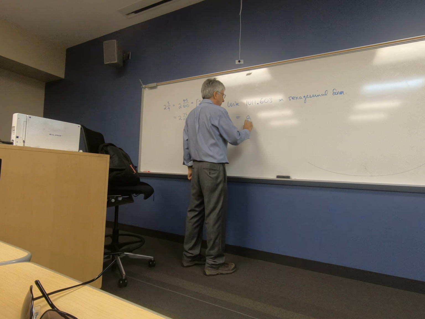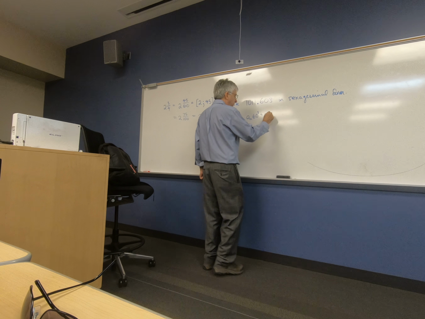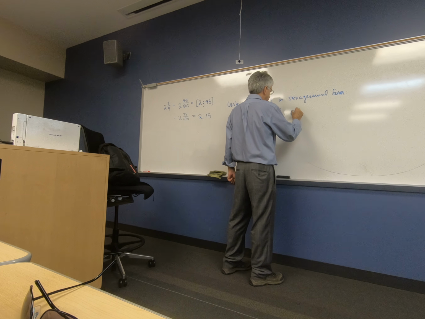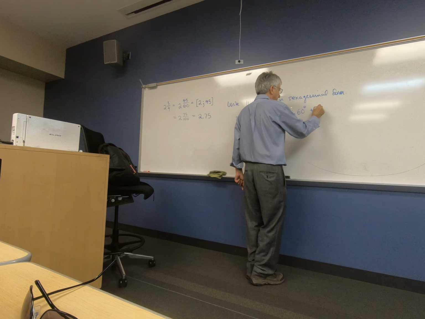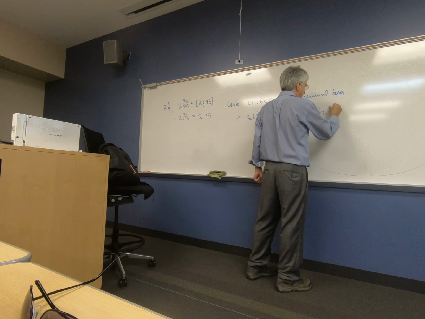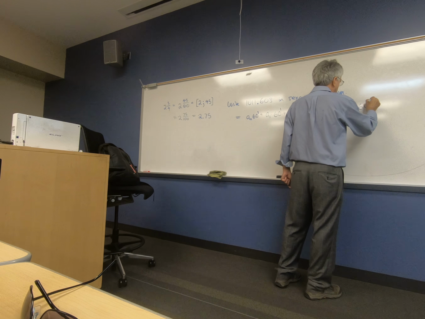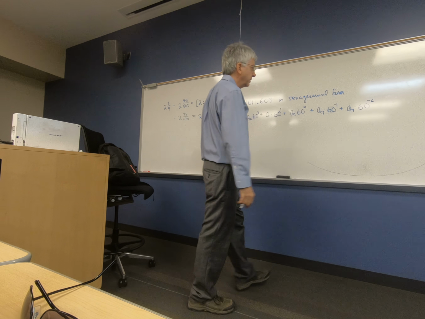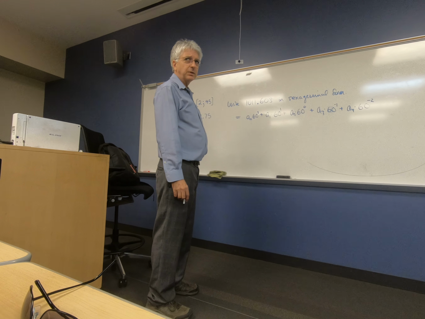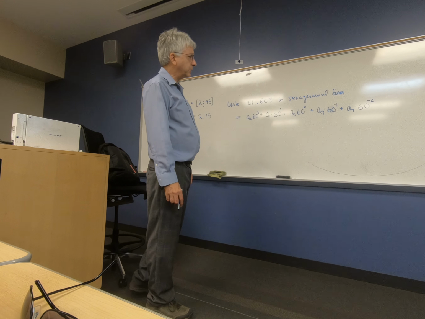Now, we write A0 times 60 squared plus A1 times 60 to the first power plus A2 times 60 to the 0 power plus A3 times 60 to the -1 power. This is base 60, the sexagesimal system, right? Do we go beyond 60 to the -2 power? We could. Generally, once you've got that much accuracy, you don't need it anymore. Certainly not for the purposes of the ancient Babylonians, right?